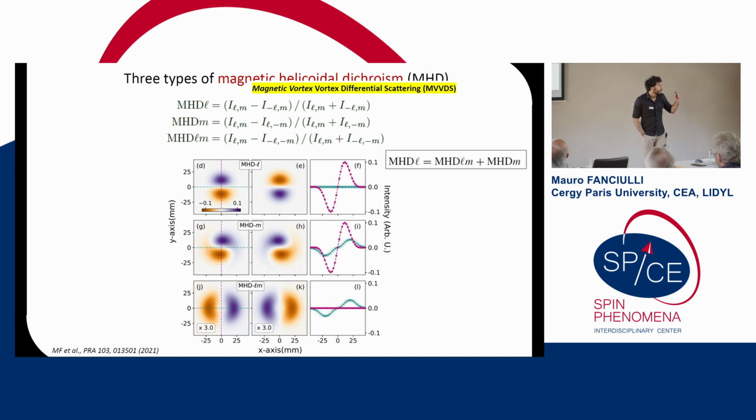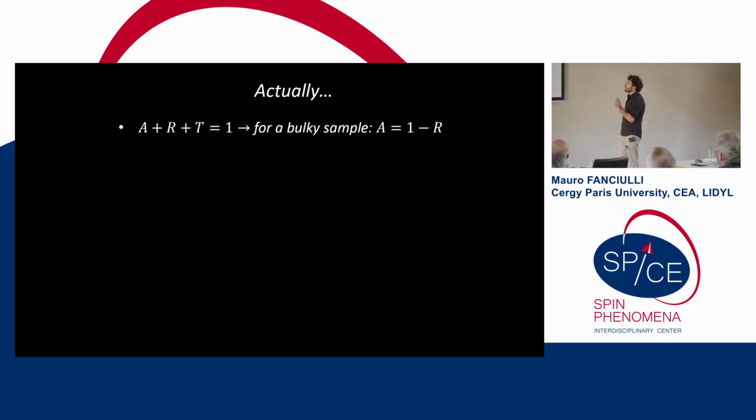Okay. Now, actually, I want to come back to this naming thing, because it's true that dichroism in principle is for absorption, and we are doing scattering, but at least for a bulk sample, the two are quite closely related, right? Because if there's no transmission, absorption and reflection have a simple relationship. So the two effects are related.